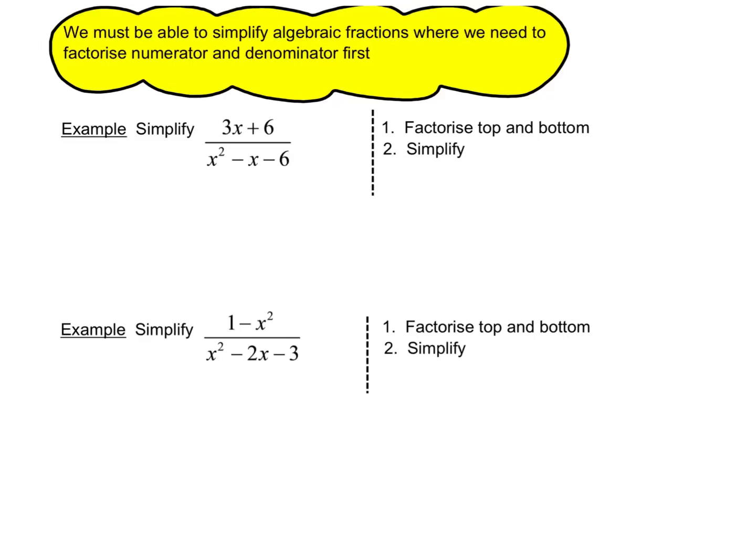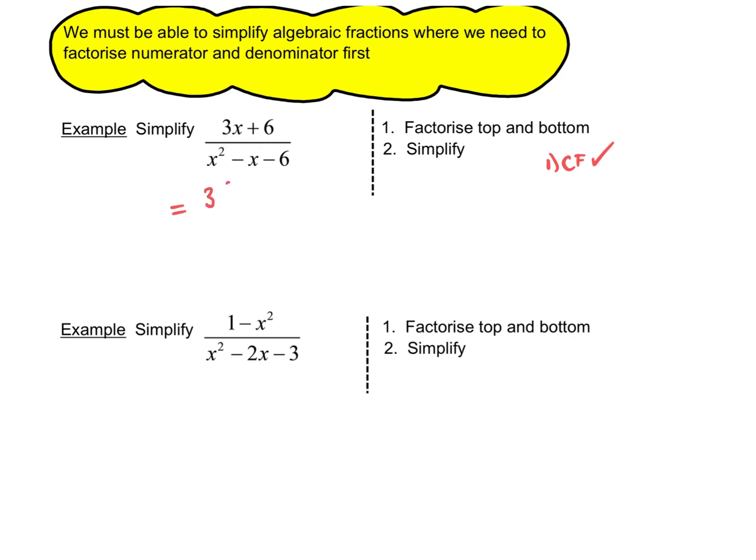In this video we're going to look at simplifying algebraic fractions where we need to factorise the numerator and the denominator first. So let's have a look at this first example here. We've got 3x plus 6 at the top. Now there's a checklist I'm always going to go through first. I'm going to check, one, is there a common factor? And in this case, yes, 3 is a common factor to both these, so let's take that out.